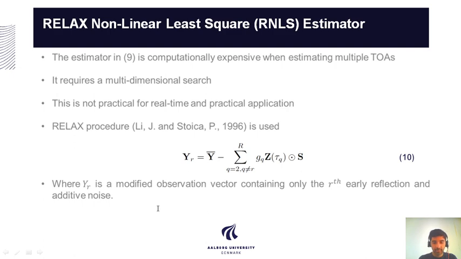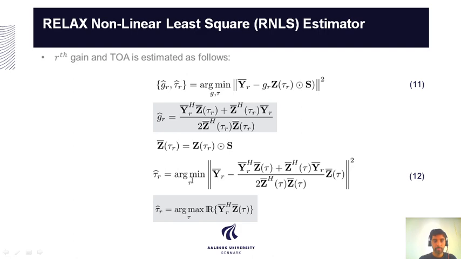Again, we work with the modified signal where the direct path component is subtracted from the observed signal. As you can see, this is denoted by Y bar. By solving this equation as in equation 10, the previous equation, we can derive the expression for gain as shown in equation 11 and the time of arrival as shown in equation 12, where tau is estimated by finding the maximum value of the real part of the observed signal that has been delayed.